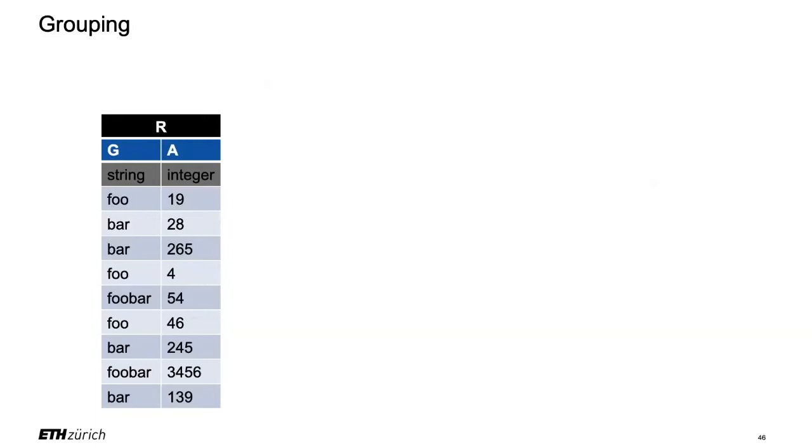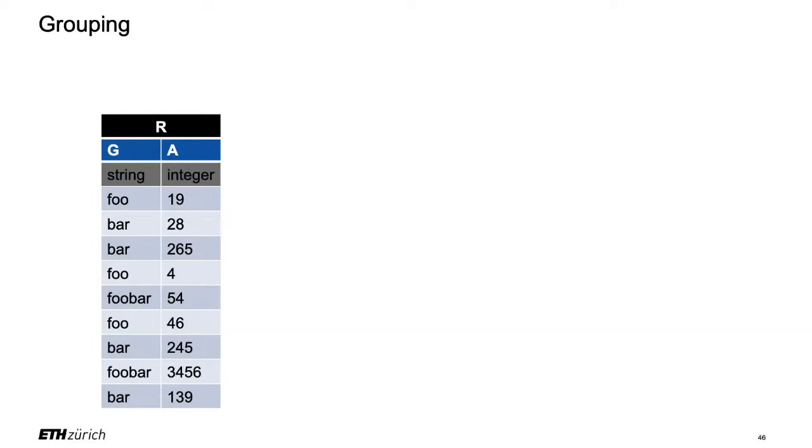All right, so what does it look like? I took a formal example, but imagine G is the canton where people live, foo, bar, and foo bar. And then in A, you might have, say, people per household. So here we have 19 people here, 20 people somewhere in Canton Bar, 265 somewhere in Canton Bar, and so on, 4 in Canton Foo. So it repeats, right? There's Foo 4, Foo 46, and so on. So what does it mean to group? We want to group together all these records that share the same value for G, and we want to aggregate them.